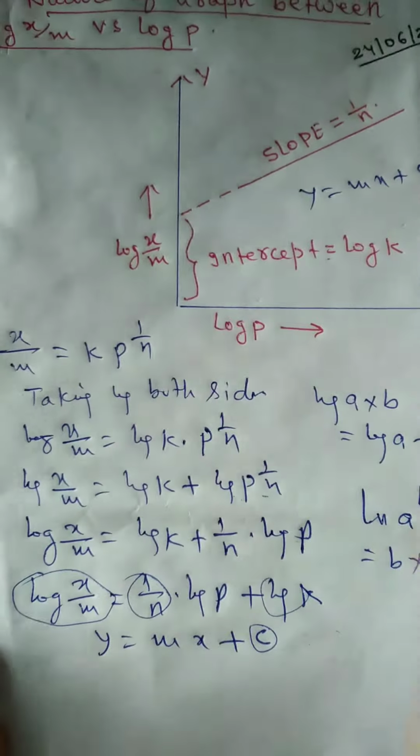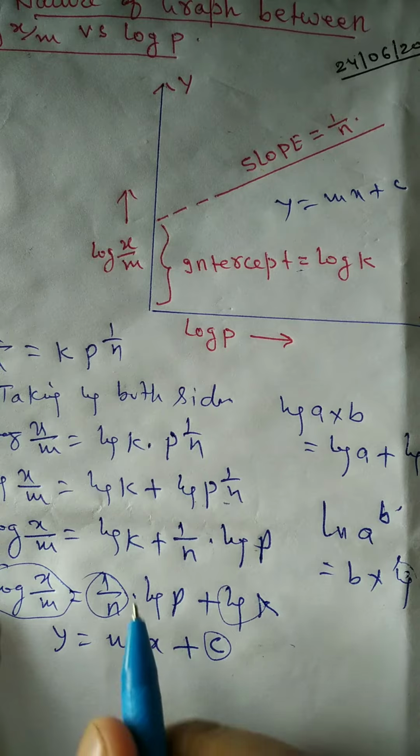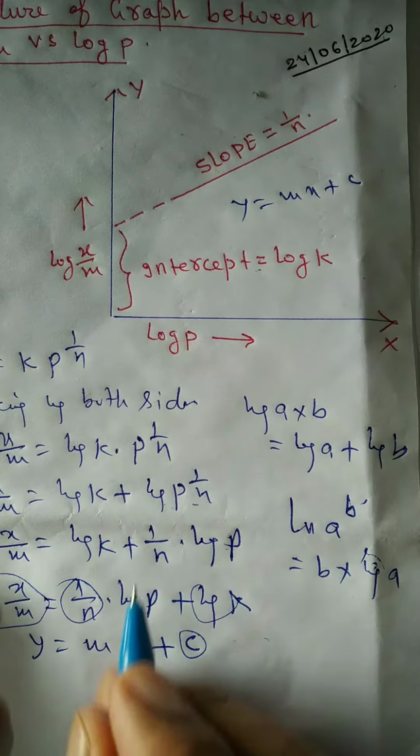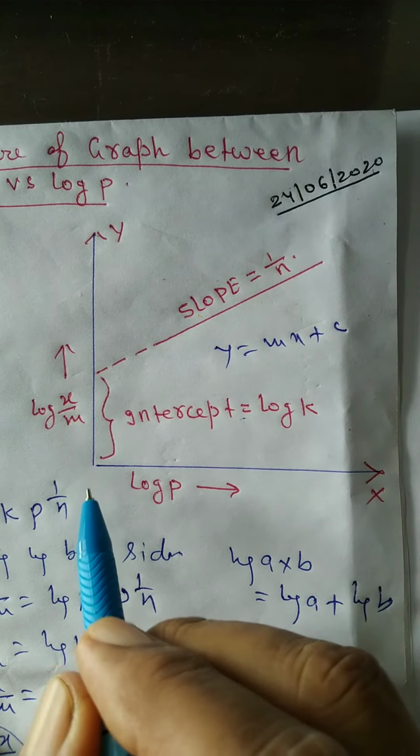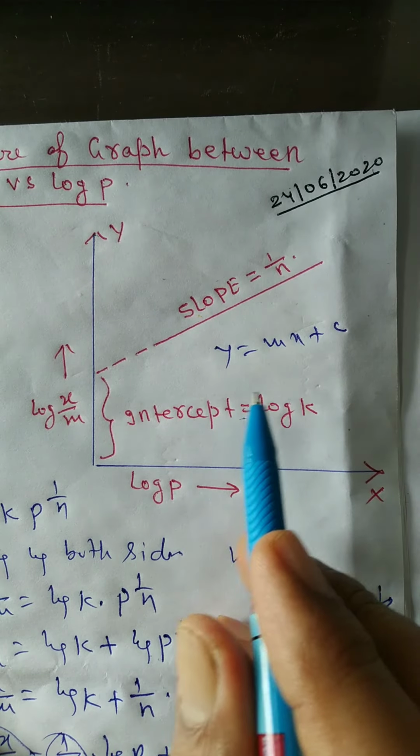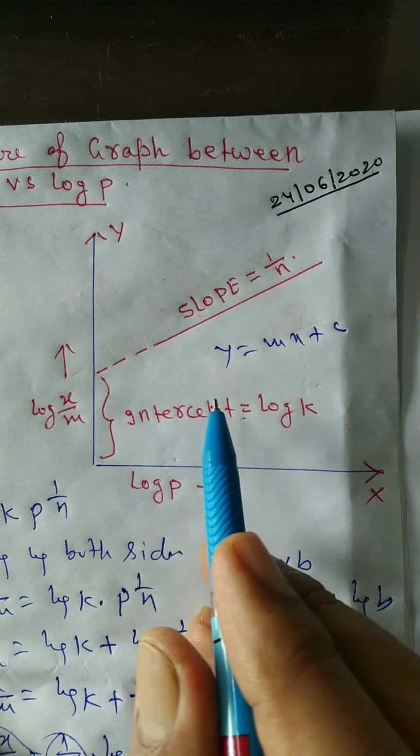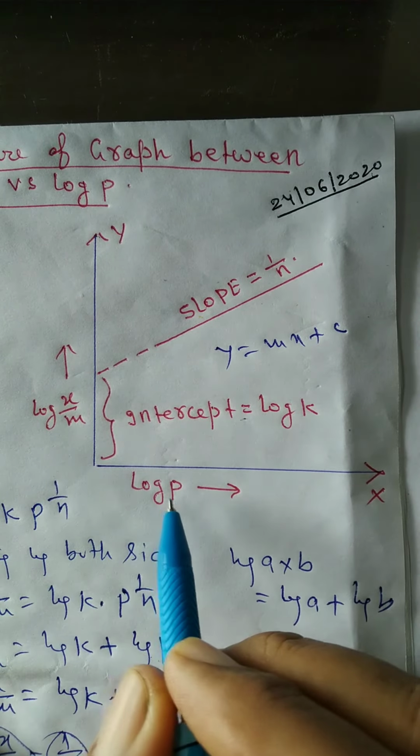And here in place of y it is log x by m, in place of m it is 1 by n, and x is log p and c is log k. Therefore the nature of graph between log x by m versus log p comes like this. So today our homework is, what is the nature of graph between log x by m versus log p.